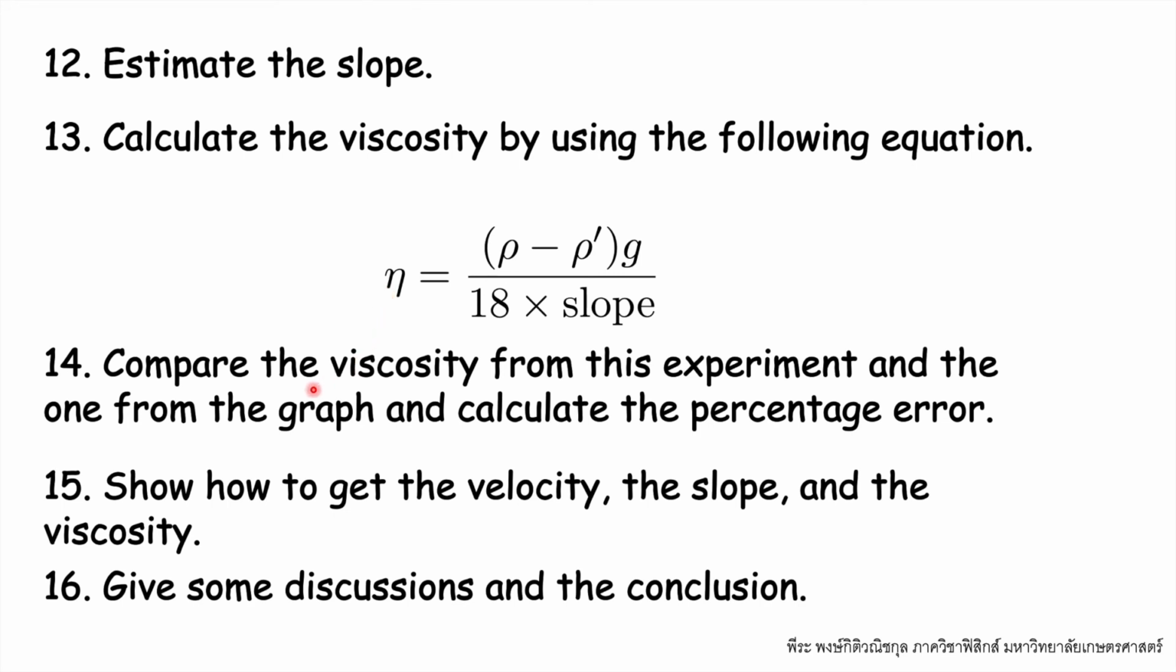And then you will compare the viscosity from the experiment and the one from the graph in your book, and then calculate the percentage error. You must show how to get the velocity, the slope, and the viscosity. Finally, you will give some discussions and the conclusion.